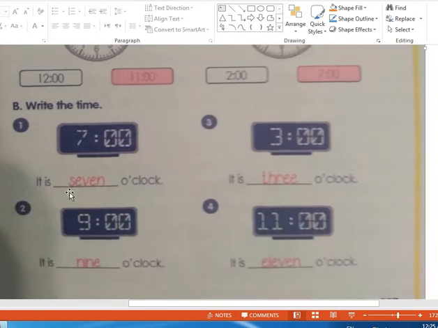Okay, write the time here. I want you to practice writing the numbers again in your booklet if you have it, or by yourself on an extra sheet, okay? It's 7 o'clock. It's 3 o'clock. It's 9 o'clock. It's 11 o'clock.